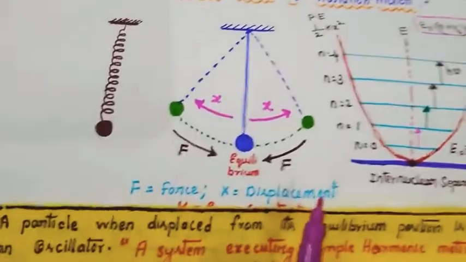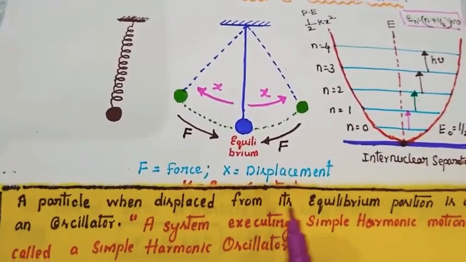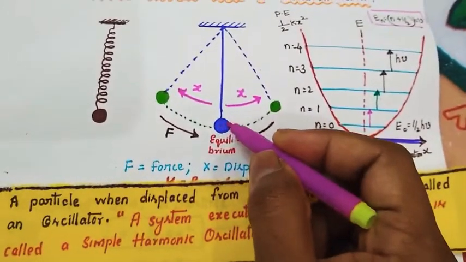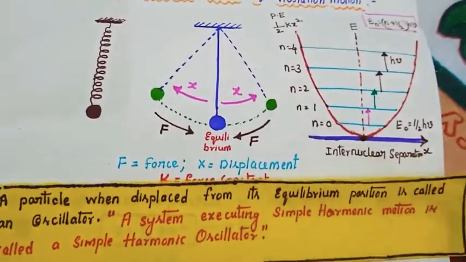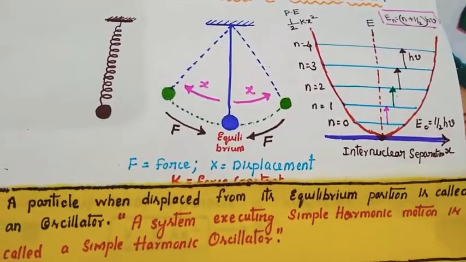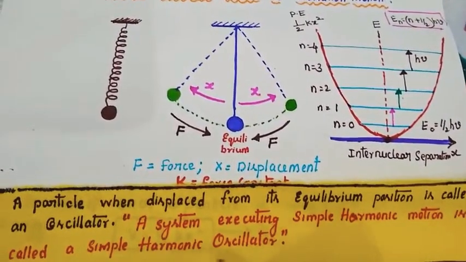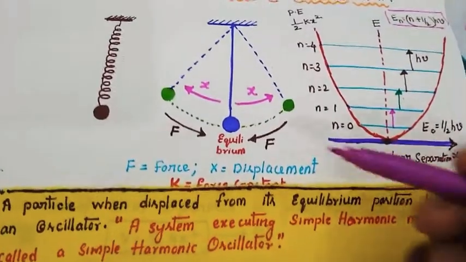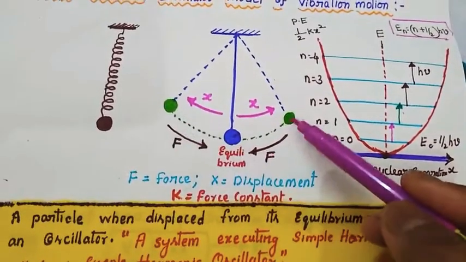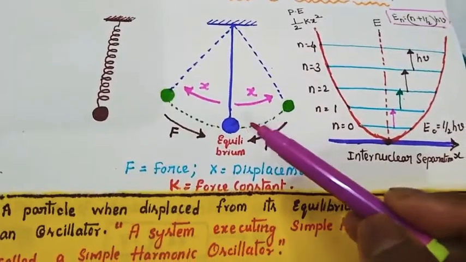First, we will see what is meant by a simple harmonic oscillator. A particle, when displaced from its equilibrium position, is called an oscillator. Any particle, if it is displaced from its equilibrium position, is usually called an oscillator. Any system that is executing simple harmonic motion is usually called a simple harmonic oscillator. Imagine this is a system which is executing simple harmonic motion. So this will be considered a simple harmonic oscillator.